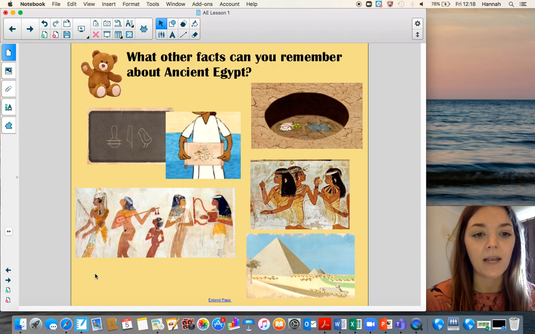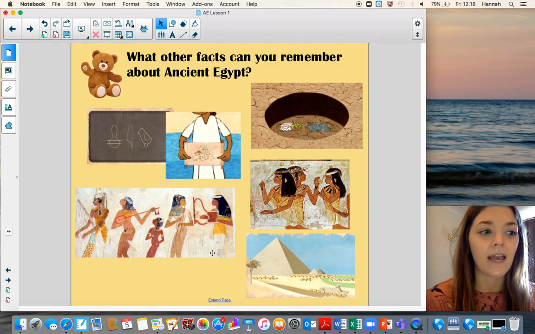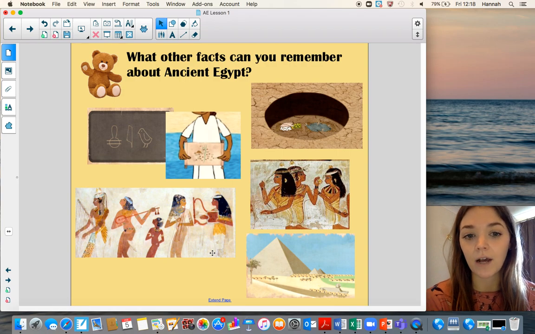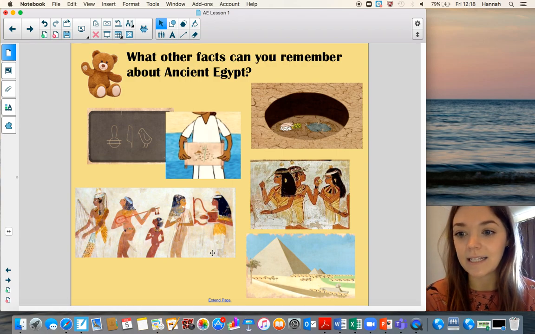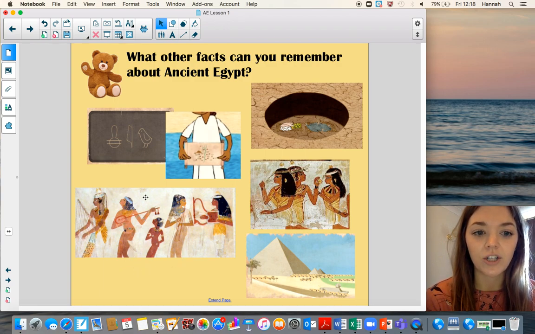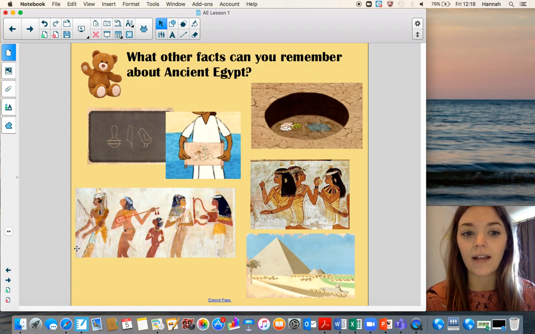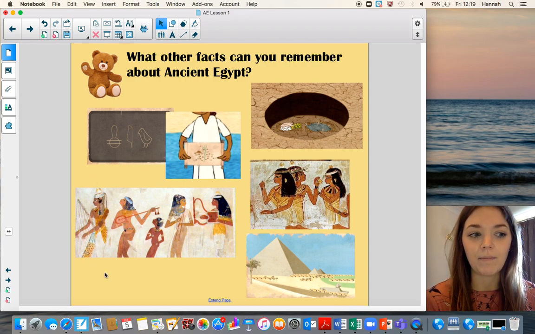This one down here, in ancient Egypt, they would have entertained themselves by playing and listening to music. So if you can see, we've got harps or a lyre, which is a type of string instrument here. They would use those musical instruments as part of entertainment, as well as playing different games and things. This was a key element of their lives in ancient Egypt.